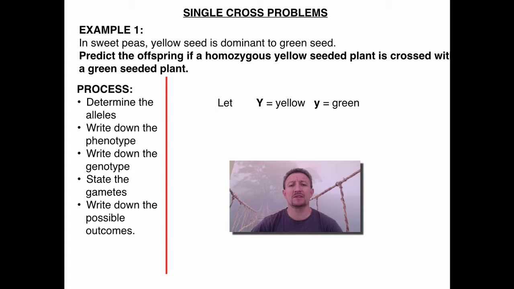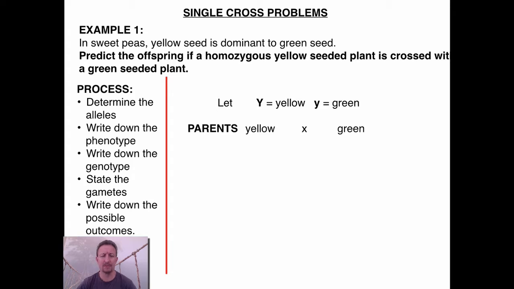So the first one, we're going to determine the alleles. Now in this case yellow is going to be dominant, so I'm going to use this capital Y to determine the yellow. Green is going to be recessive, so a lowercase y will determine a green seeded plant. So we've got capital Y and little y. Now our parents, we know, have a phenotype of one's going to be yellow and one's going to be green.